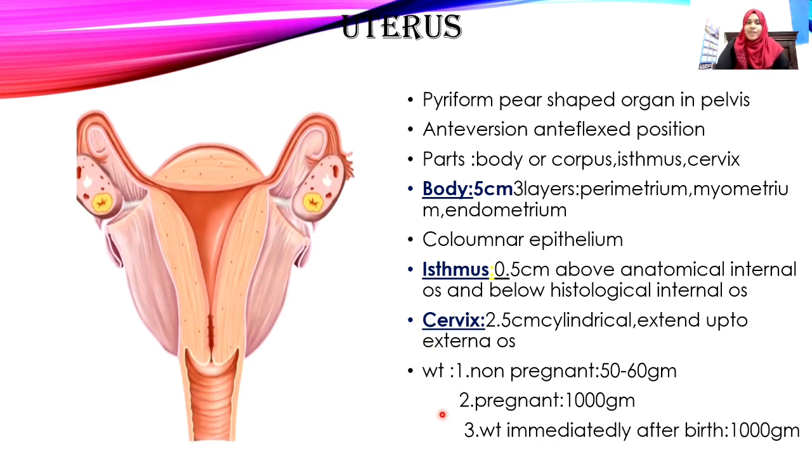Now we will see the weight of the uterus. So the weight of the uterus in non-pregnant ladies is 50 to 60 gram, and for pregnant ladies is 1000 gram. And the weight of the uterus immediately after birth, most commonly asked question, is 1000 gram. And what is the length of the uterus in non-pregnant ladies? It is 7 centimeter or 5 to 7 centimeter, and in pregnant ladies is 3 to 4 centimeter. Now the volume of the uterus in pregnant ladies is 500 ml and in non-pregnant ladies is around 10 ml. So these are the important questions asked from the topic of the uterus.